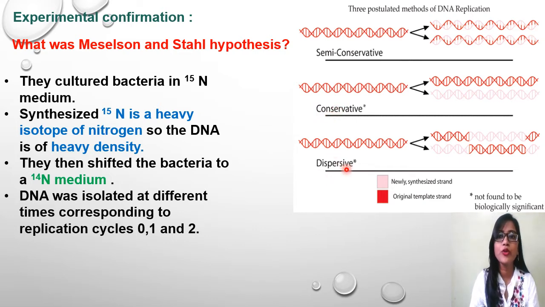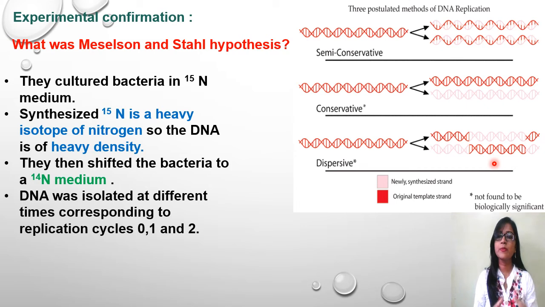The dispersive type of postulate, now this is the third dispersive type of method of DNA replication that was proposed. In this type of postulate, you can observe in this diagram, this is the old DNA strand, and in the dispersive mode, when the DNA gets replicated, it was postulated or put forth by some scientists that some part of the DNA is old, some is newly formed, and again some part is the old strand. You can observe here the newly formed DNA, it is the old strand, it is the new strand.